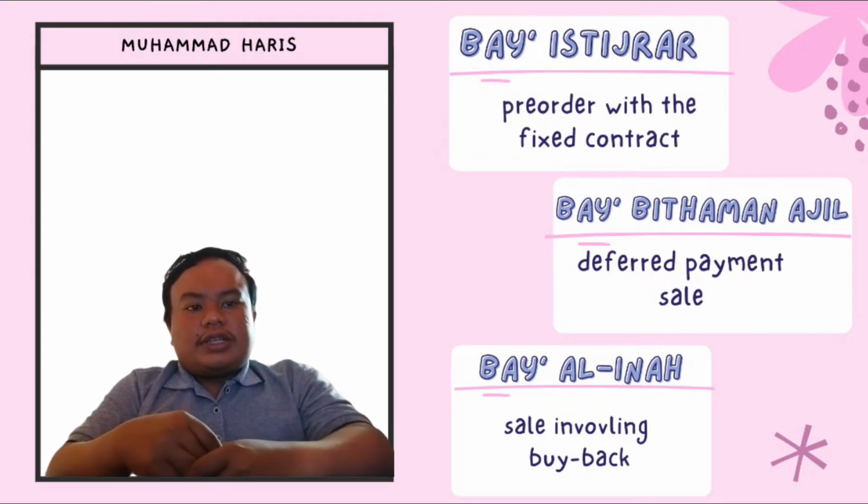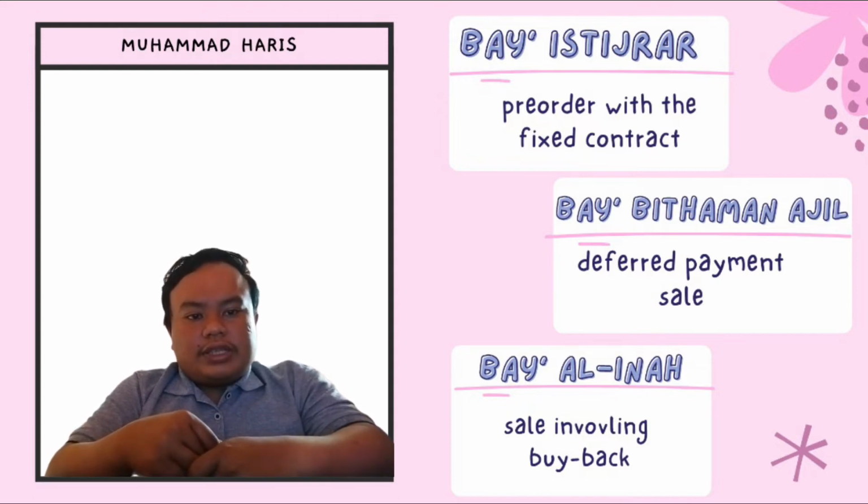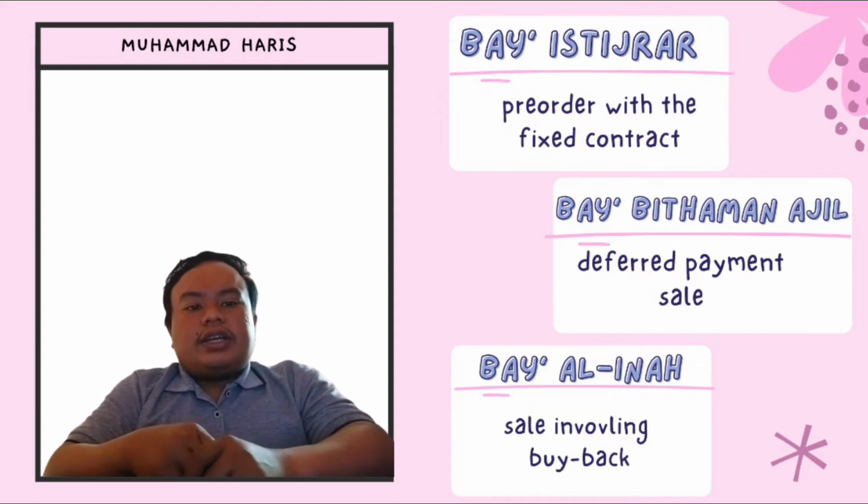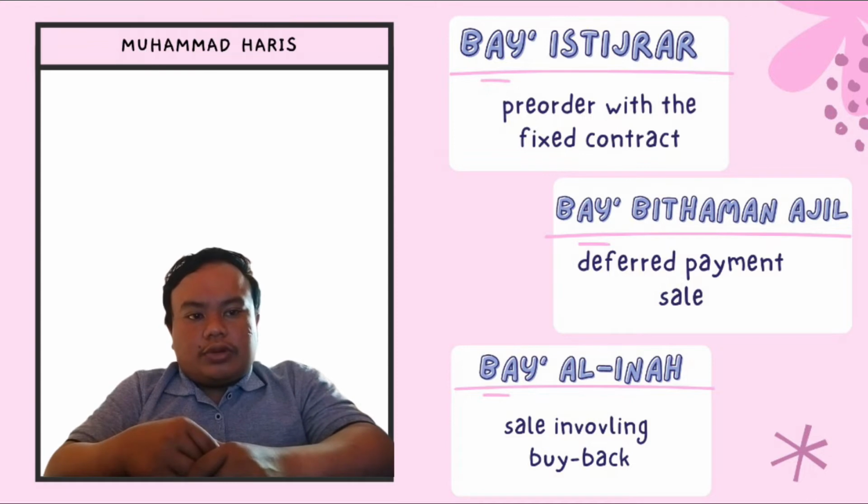Next, bitaman ajil is a deferred payment sale, with payment generally made on a deferred basis. And the last for me is al-ina. It is defined as a double sale involving buyback. It is used to provide financing to borrowers on terms complying with Sharia.